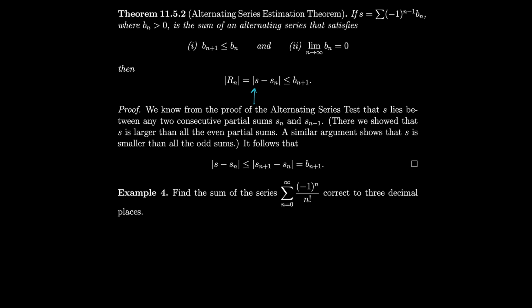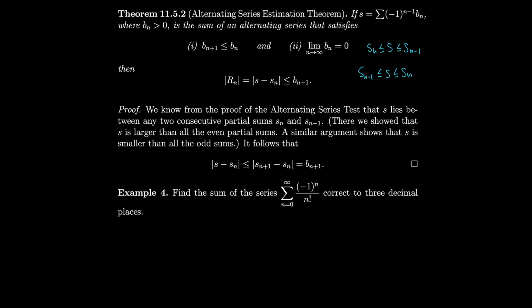So that's pretty cool. We know from the proof of the alternating series test that our sum lies between any two consecutive partial sums, because we showed that s is larger than all of our even partial sums, and we could also show that s is smaller than all of our odd partial sums. So that means that depending on whether S_n and S_{n-1} are even or odd, we either have that S_n is less than or equal to s, which is less than or equal to S_{n-1}, or we have that S_{n-1} is less than or equal to s, which is less than or equal to S_n.